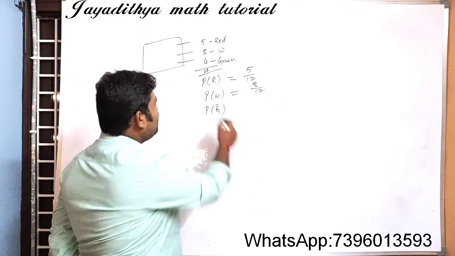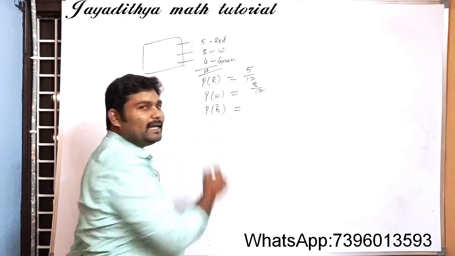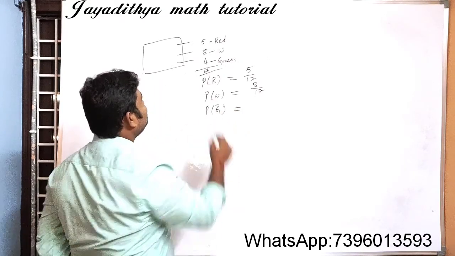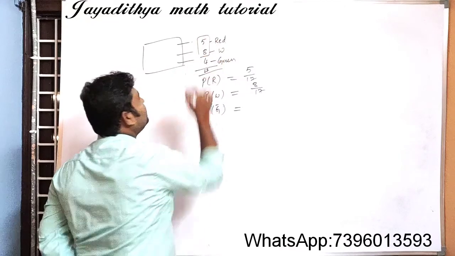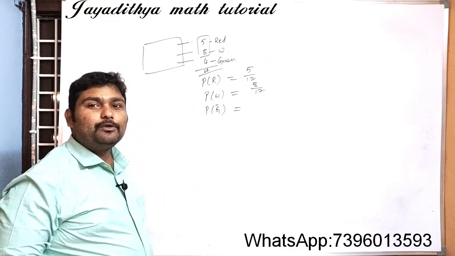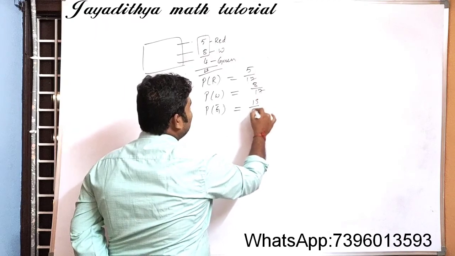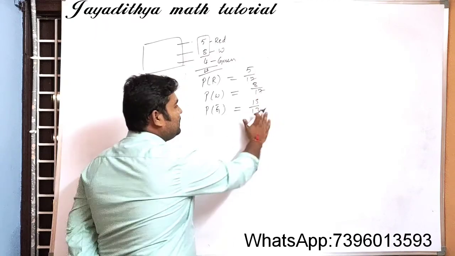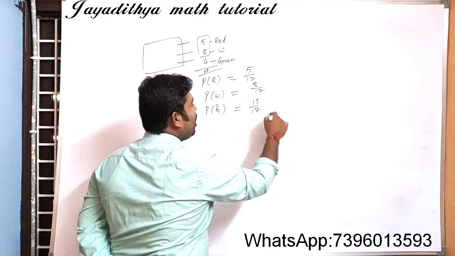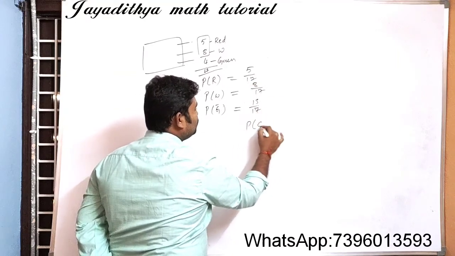Probability of not getting green. Probability of not getting green means these two are favorable. That means 5 plus 8, which is 13. So you can write directly 13 by 17, or in other case you can do like this.